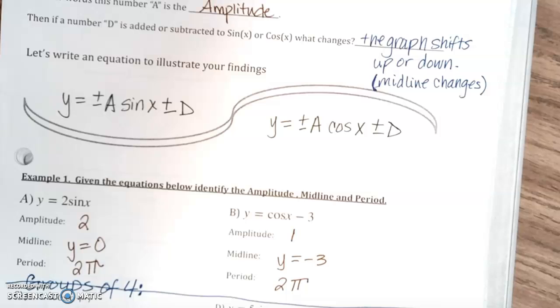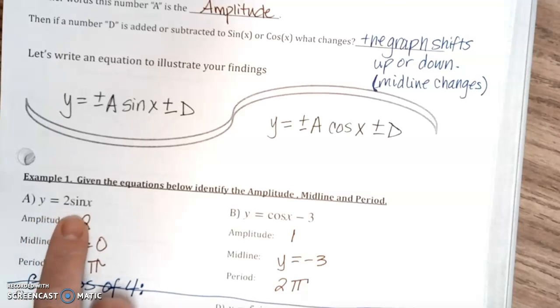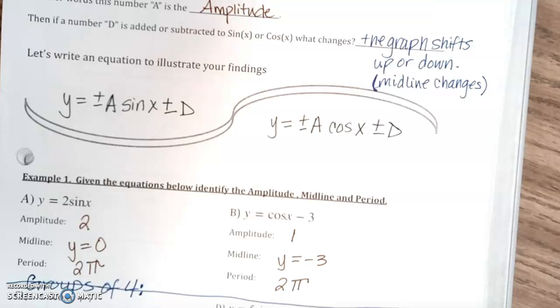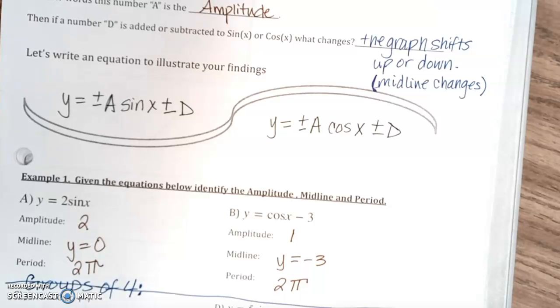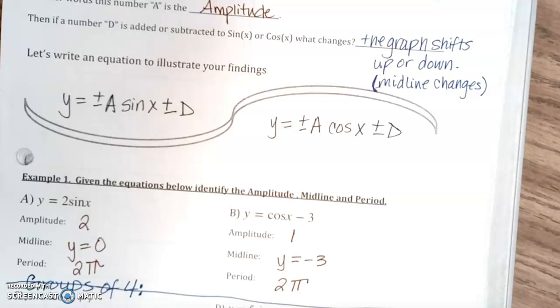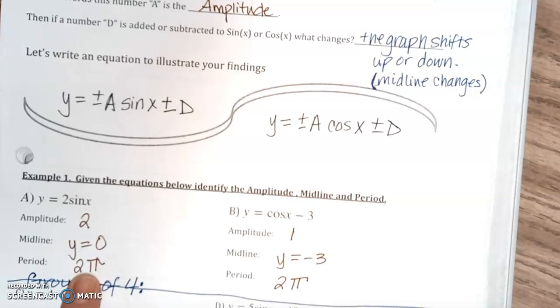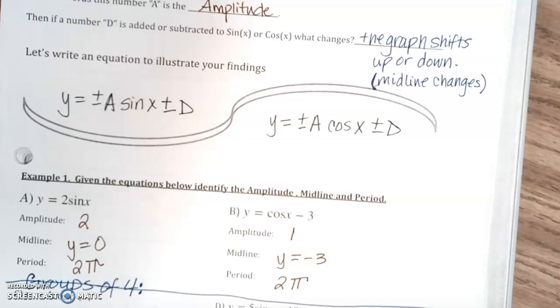All right, so for example number 1, it says, given the equations below, identify the amplitude, the midline, and the period for each of them. For A here, we have the equation 2 times the sine of x. What position is that 2 in? It's in the A position, meaning it's going to change the amplitude to 2. But nothing is going to happen with the midline. So the midline is going to stay at 0, and nothing changes with the period, so it's going to stay at the standard 2 pi. Okay?